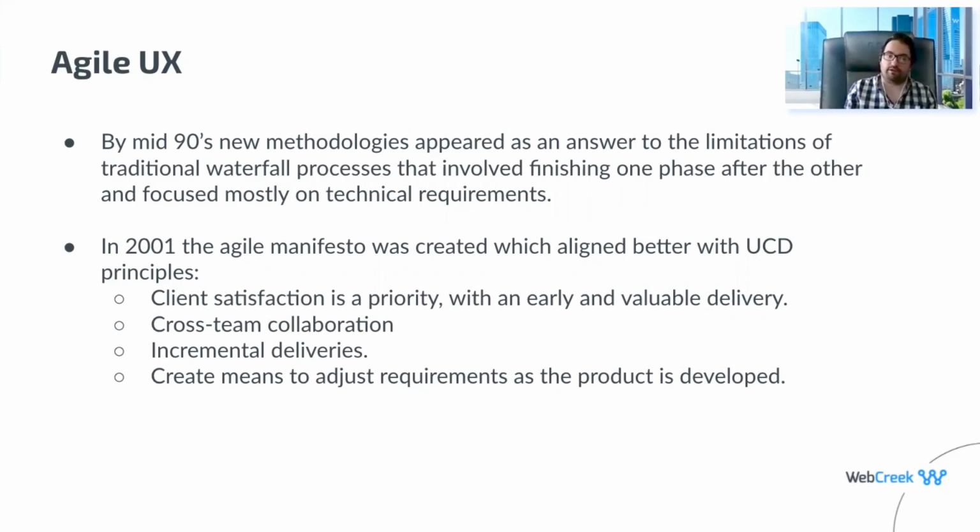So this is when, in 2001, the Agile Manifesto was created, which aligned better with user-centered design principles, and it basically gave engineers and the whole technology and software development industry the following principles. Client satisfaction is a priority. We don't need to focus on features. We need to make products be delivered early and with valuable output. We need to have cross-team collaboration.